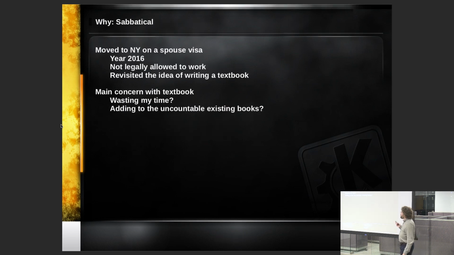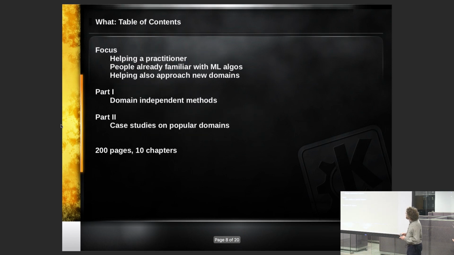So then in 2016, I was in New York accompanying my spouse, Annie, and I was on a spouse visa, so I revisited the idea of writing a textbook. And the main concern when you think about writing a textbook is, do we need more books? There are so many books already, and why go through all the pain and suffering of writing a book if there is no need? So for that, I started doing some background research.